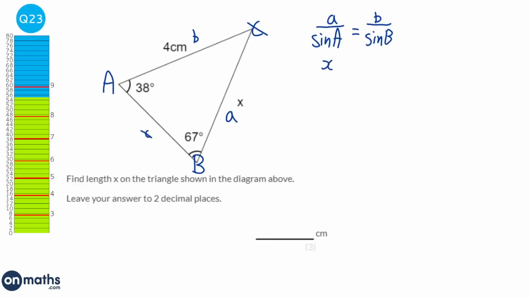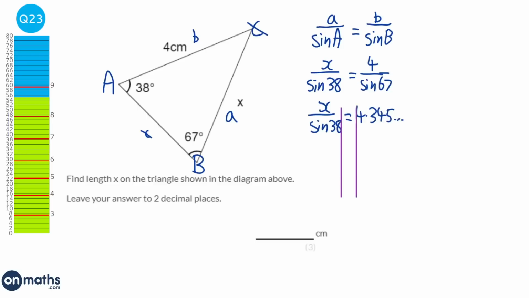So a is x, capital A is 38, lowercase b is 4, and uppercase B is 67. Now you'll only ever sine an angle, so if you ever put a 4 in there or something, that's not going to be right straight away. Okay, let's work out what 4 over sine 67 is, and that's 4.345, and so on.